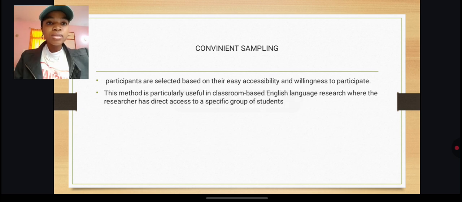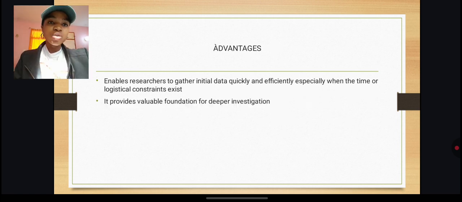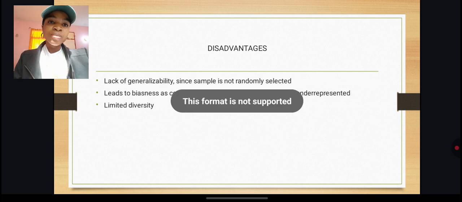Convenience sampling: participants are selected based on their easy accessibility and willingness to participate. This method is particularly useful in classroom-based English language research, where the researcher has direct access to a specific group of students. Advantages: enables researchers to gather initial data quickly and efficiently, especially when time or logistical constraints exist. It provides a valuable foundation for deeper investigation.